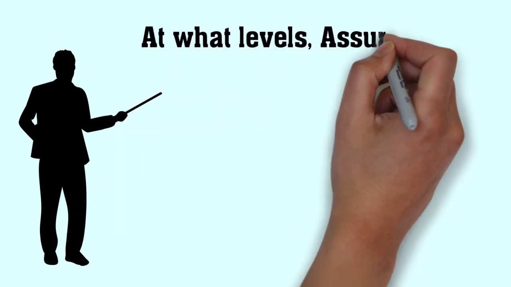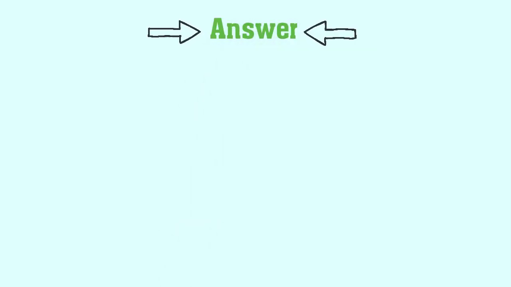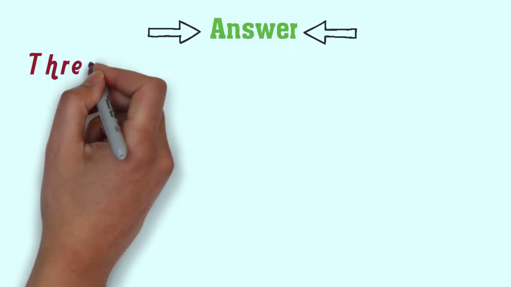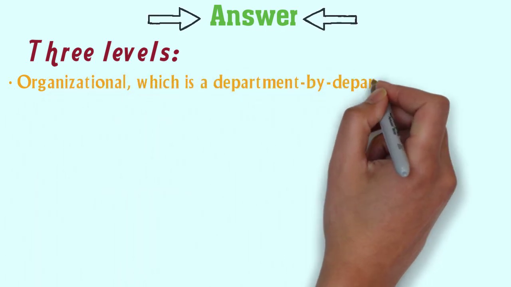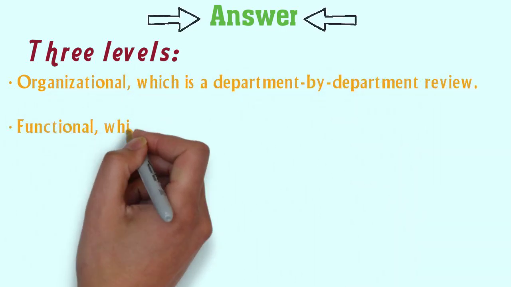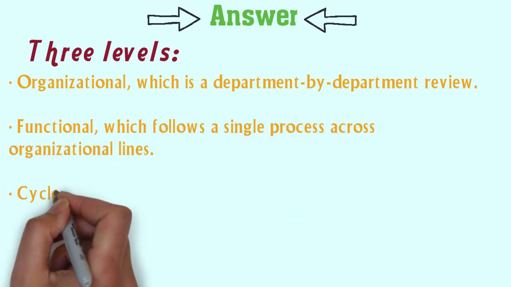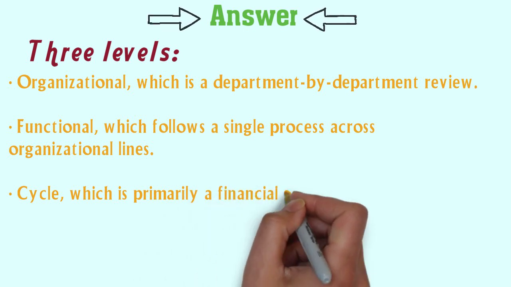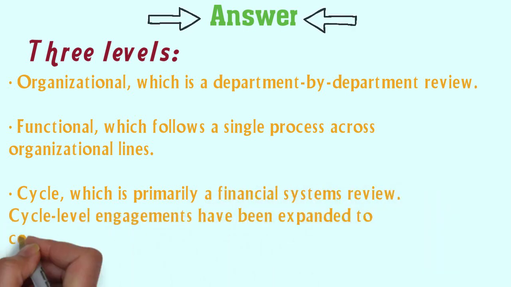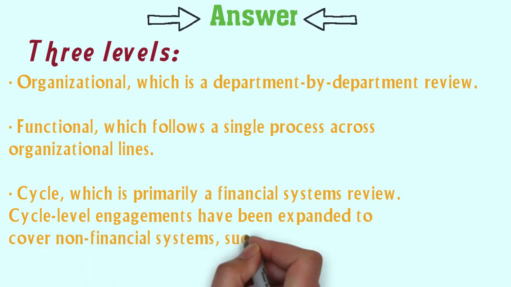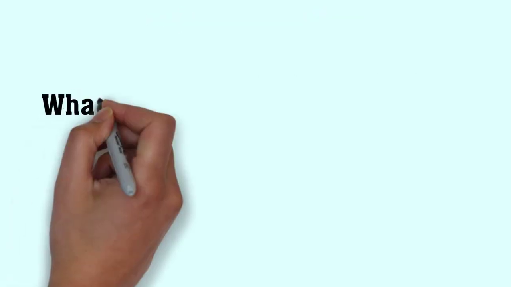At what levels assurance engagements can be performed? Assurance engagements can be performed at any of the following three levels: organizational, which is a department by department review; functional, which follows a single process across the organizational lines; cycle, which is primarily a financial system review. Cycle level engagements have been expanded to cover non financial systems such as HR or environmental impact.